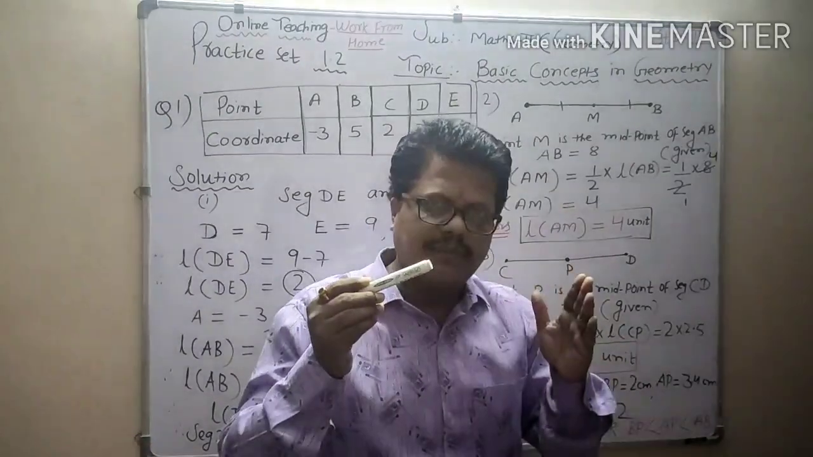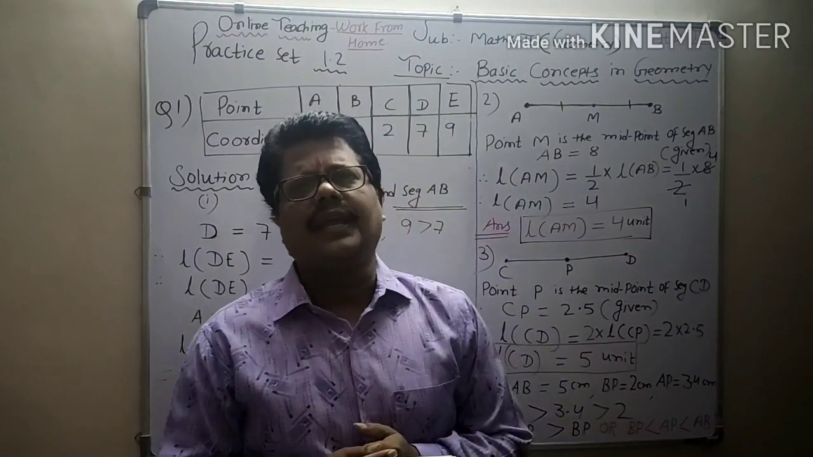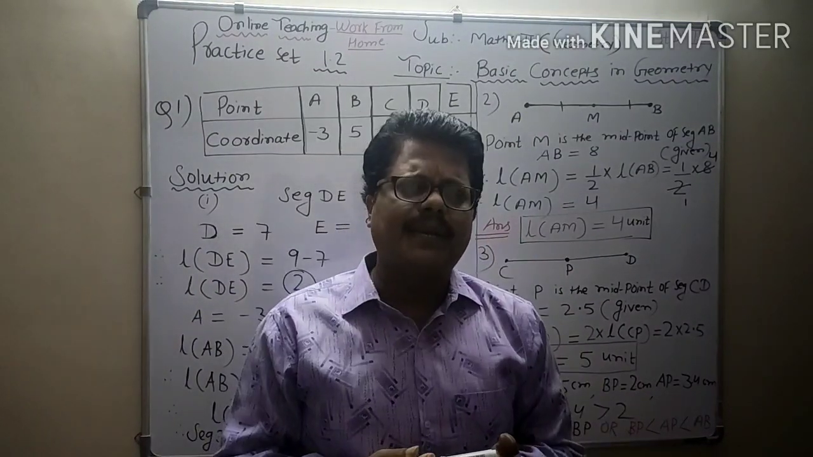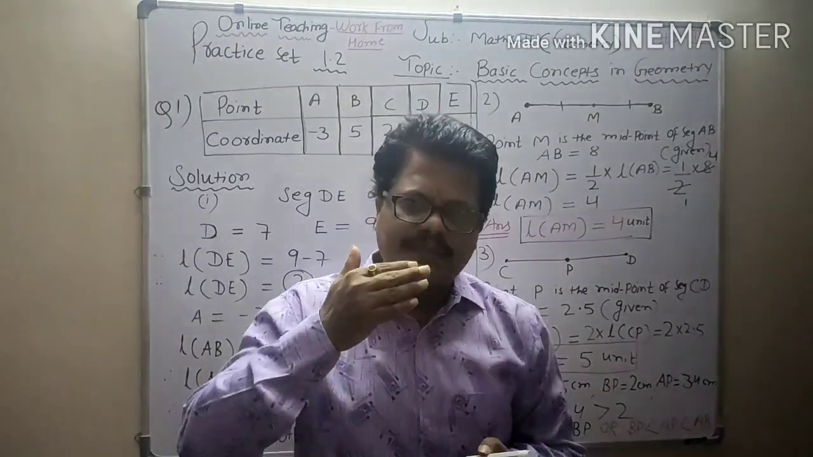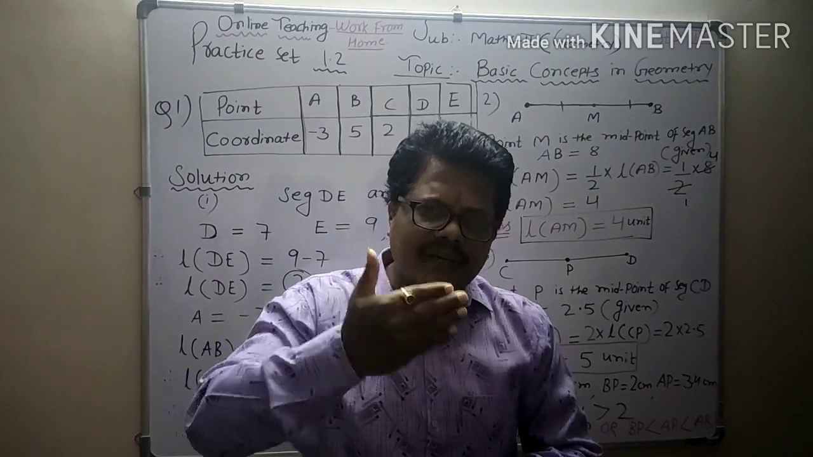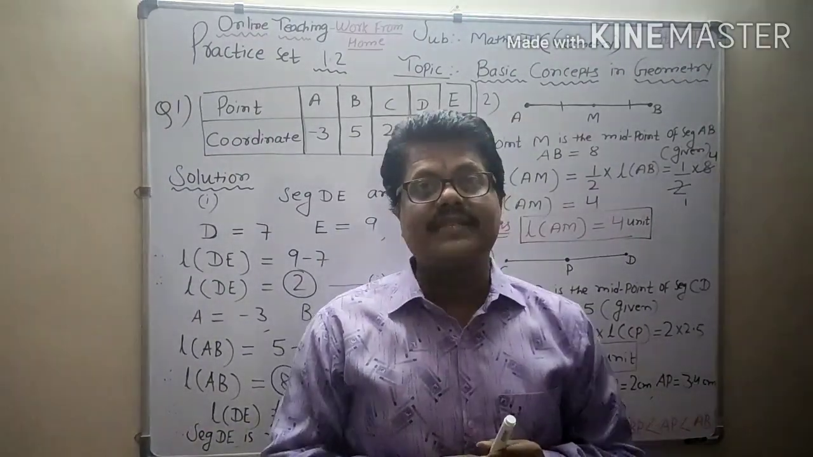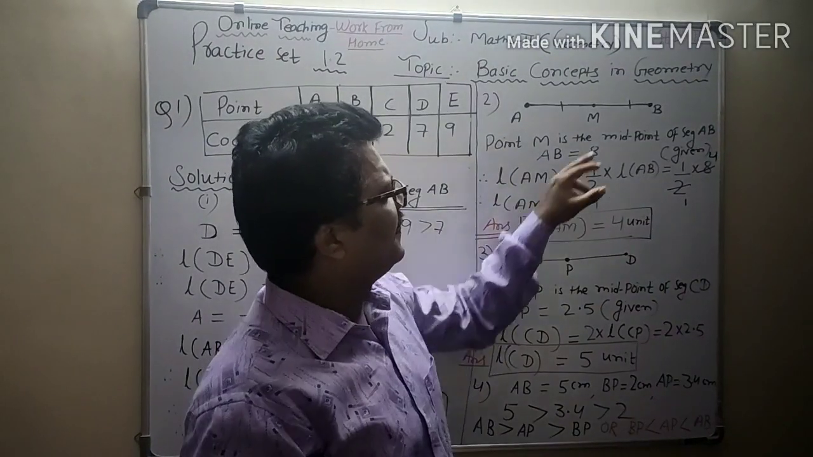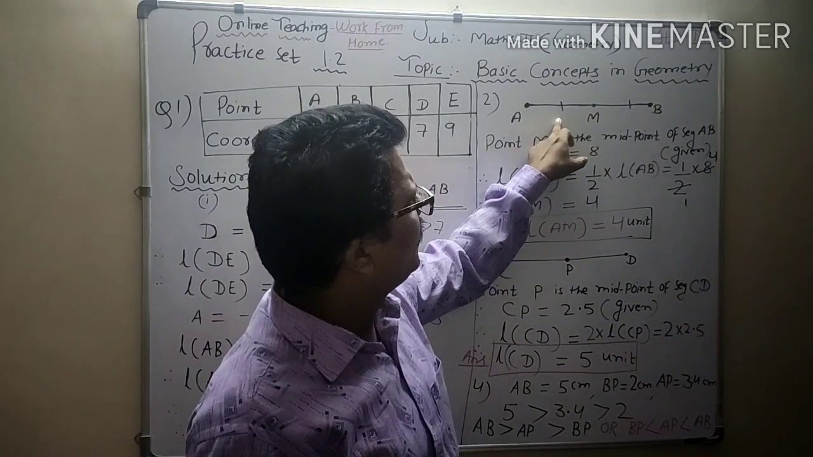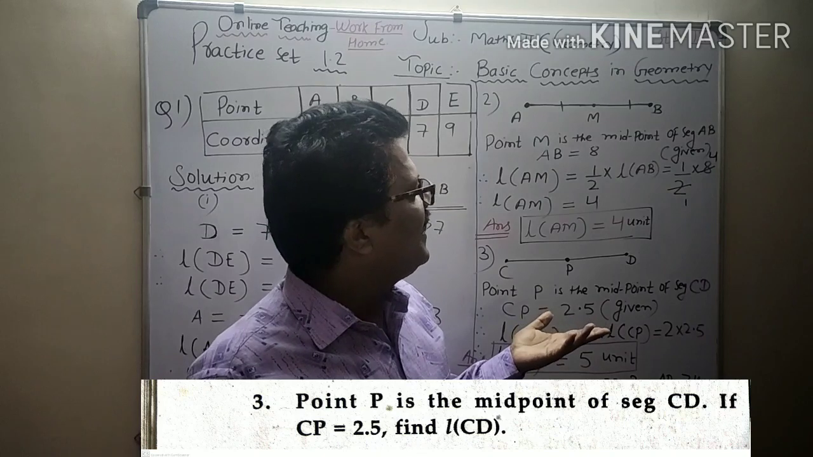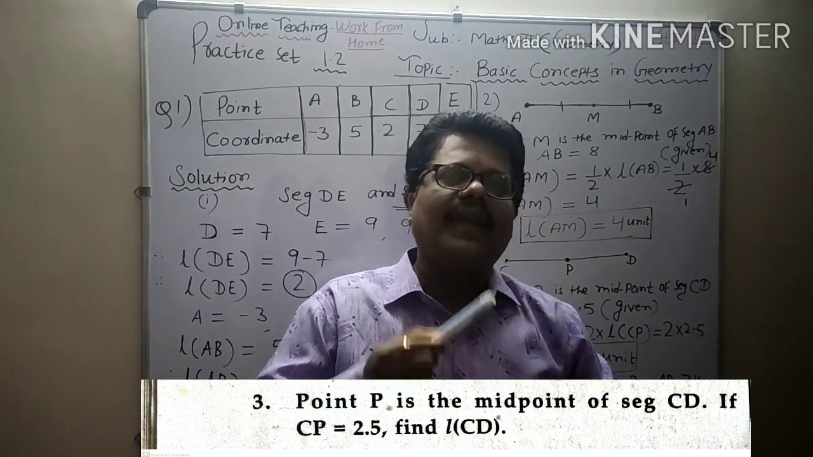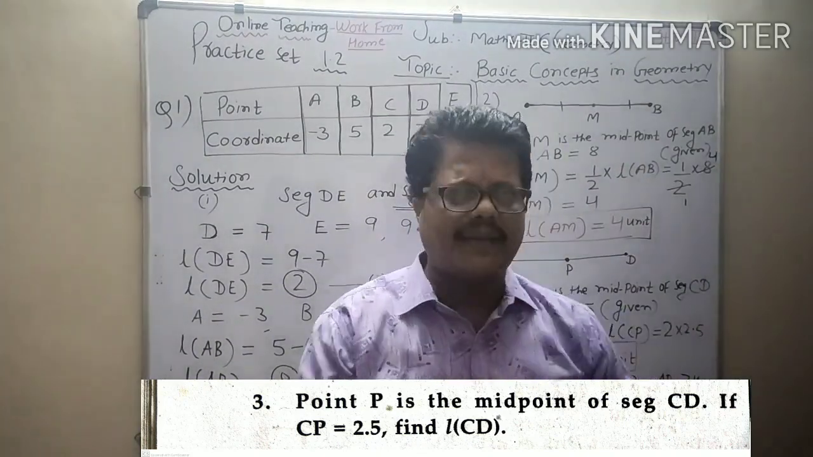Then we come to question number 3. Question number 3 is exactly similar to question number 2, but it has been asked in the reverse manner. How is it asked in the reverse manner? Like see here, if AM is 4, then AB is how much? You can say that sir, AB will be 8. So in that way it has been asked in the reverse manner. Let us see.